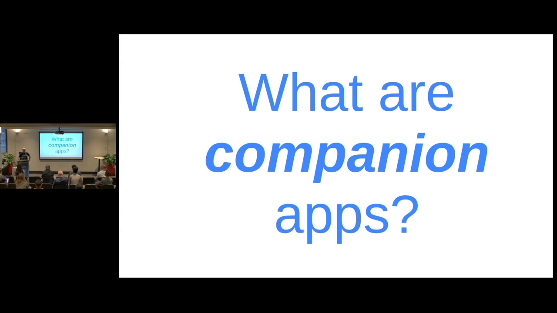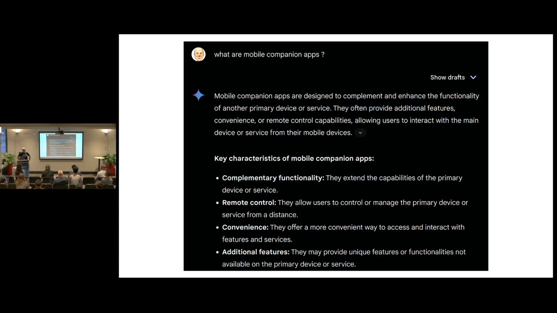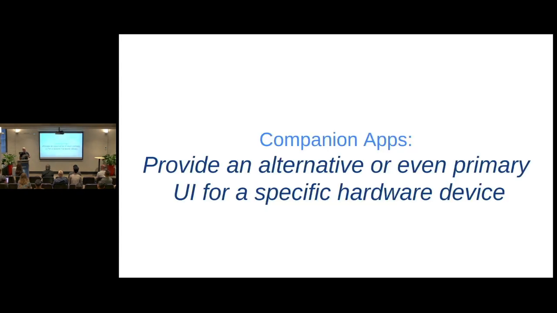And so I asked our robotic friend, what is a mobile companion app? And Gemini actually gave a pretty good answer. It was a very detailed answer. That's what we get with generative AI, very detailed responses, sometimes useful, and this time it was pretty reasonable, as you can see. I won't go over all of these, like what it called key characteristics, but from my point of view, a companion app is something that provides an alternative or even a primary user interface for a specific hardware device, or maybe a small family of hardware devices, but usually it's a specific app for a specific device.